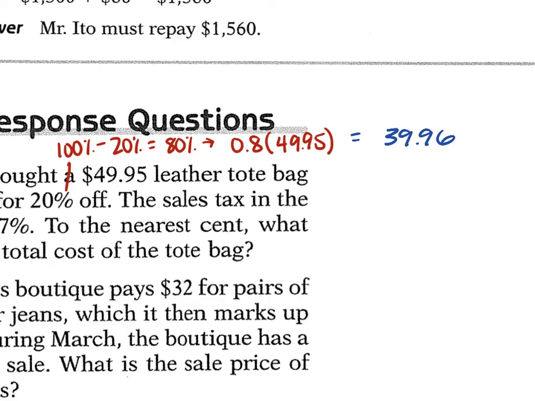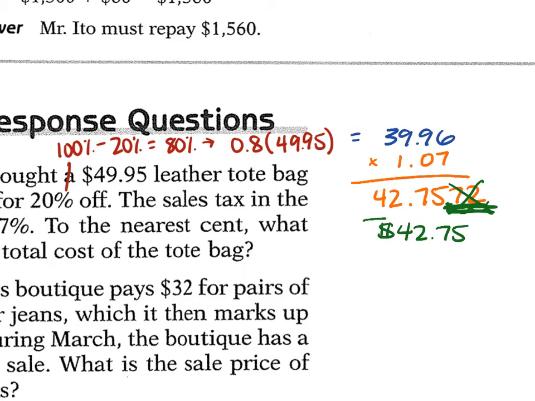So then that's $39.96. We are then going to multiply the sales tax and add that to it. By doing that, that's 100% plus the 7%. So that's multiplying by 1.07. We get 42.7572. If we turn that into an amount of money, we have $42.75.